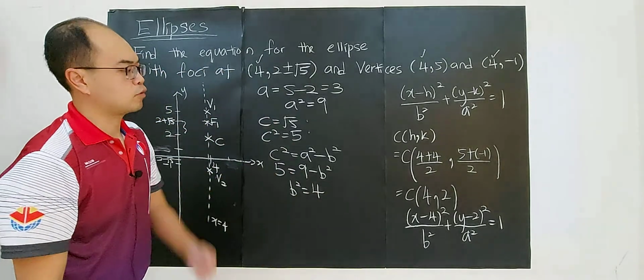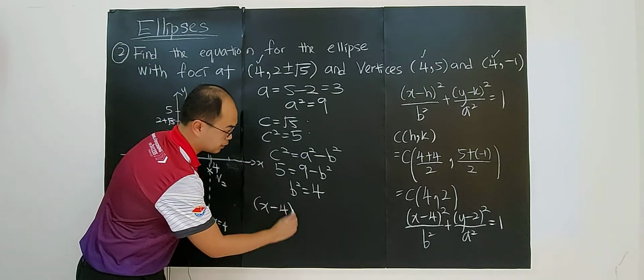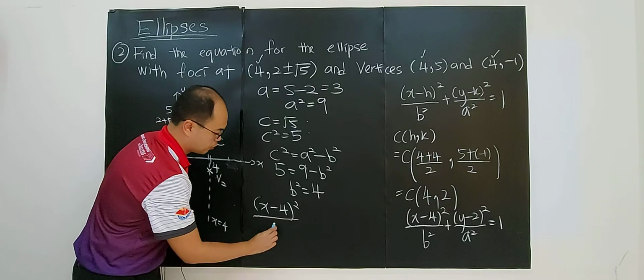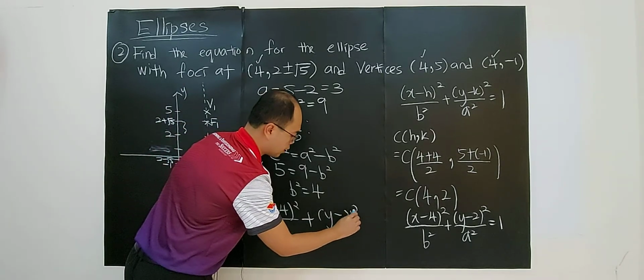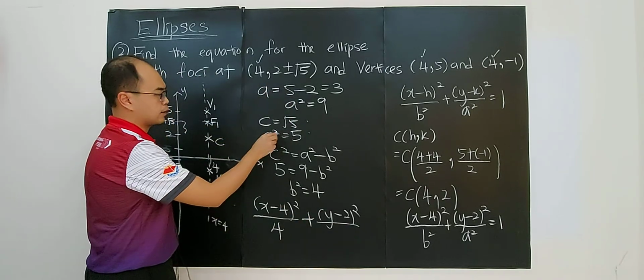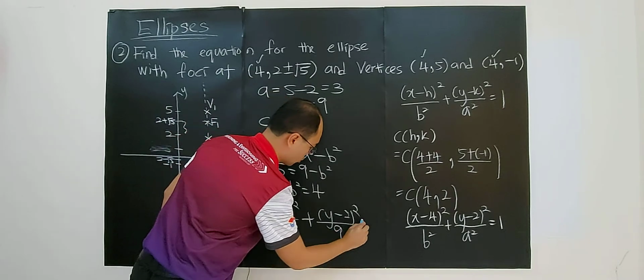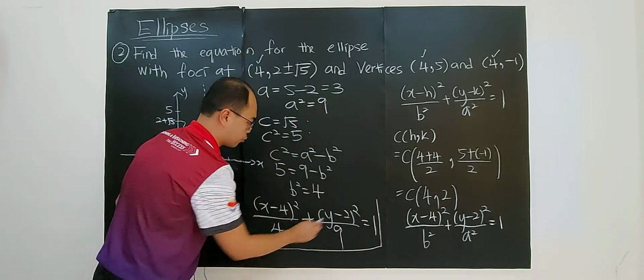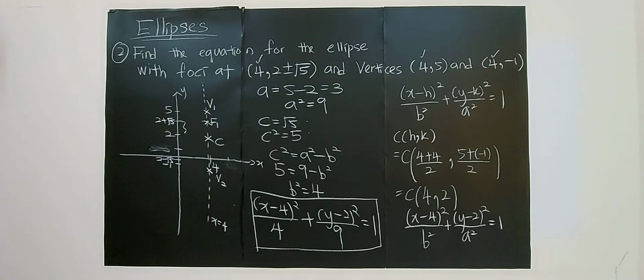Finally, you have all the information and you plug it into the equation. So you finalize and get your equation: (x minus 4) squared over b squared, which is 4, plus (y minus 2) squared over a squared, which is 9, equals 1, and this is the equation for this ellipse here, right? So this is the way we construct the equation of an ellipse. Okay, that's all for this video, and we go for more examples in the next video.